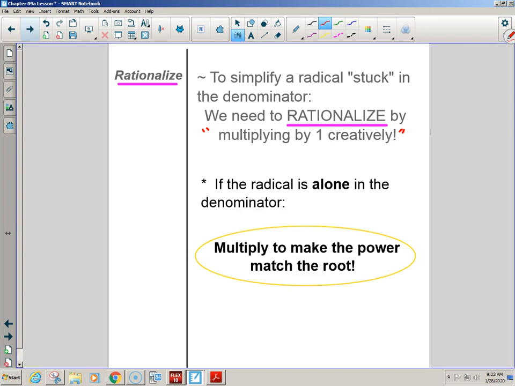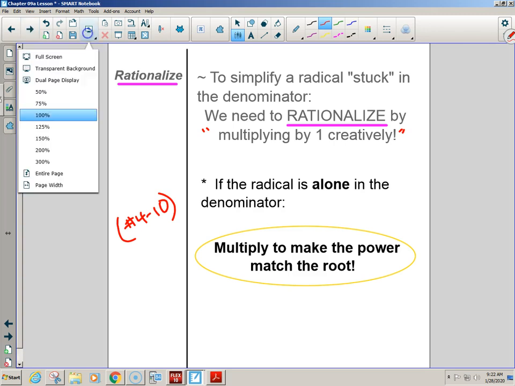Is there a radical down there in the bottom? Yes. Yes, but what else is there? There's a 4, there's a 5 that aren't in radicals. Remember, radicals are the square roots. So this first part is if the radical is alone. So if you want, you can say it's like numbers 4 through 10. Numbers 4 through 10, the radical's alone. For numbers 11 and 12, the radical's not alone. We're going to multiply to make the power match the root.